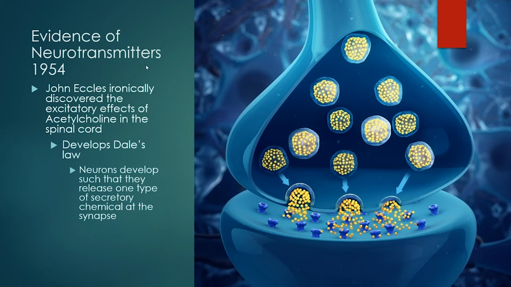Right? And he developed Dale's law, which is based on the guy he punched in the face. And Dale's law was this idea that each individual neuron only produced one type of secretory chemical, one type of neurotransmitter that allowed it to communicate with the other cells. This isn't exactly true. It's mostly true.